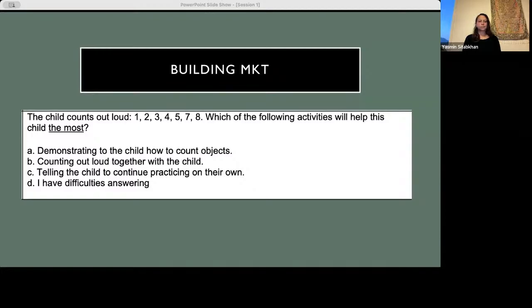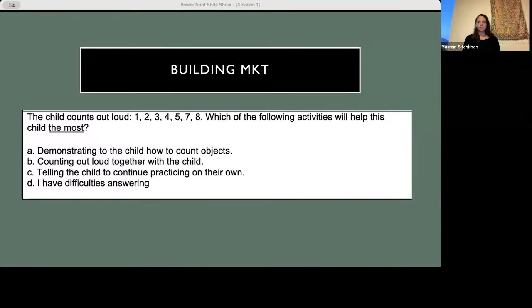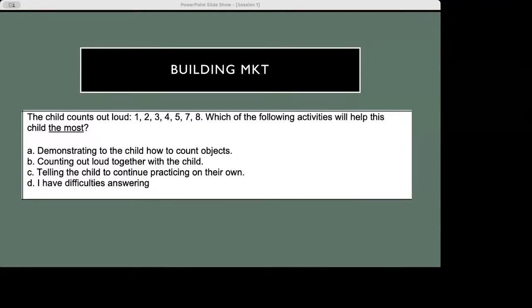I think demonstrating to the child how to count the objects will, in a way, help the child to conceptualize the whole idea. Because what I've seen with most kids is that once the teacher is out of the picture, the child will be counting out loud, but may not match the sound with the object. So they are likely again to make a mistake even while they are counting.